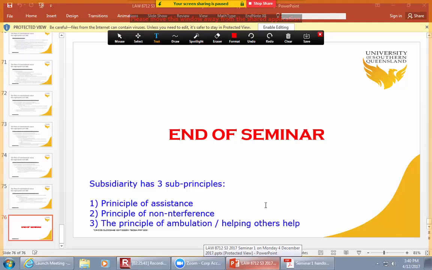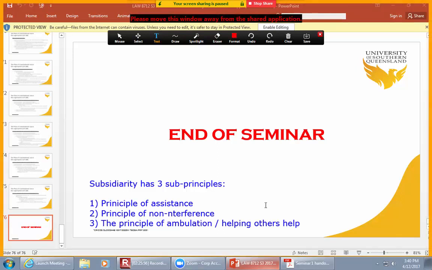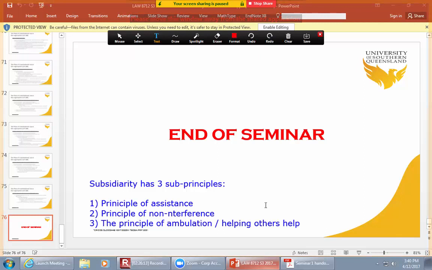All right. Non-interference. What does that mean? It means that if the state is competent, then the federal government will not interfere or take away from them the power to legislate in a certain area. So if Victoria is competent on legislating on euthanasia, then the federal government would let them do so.